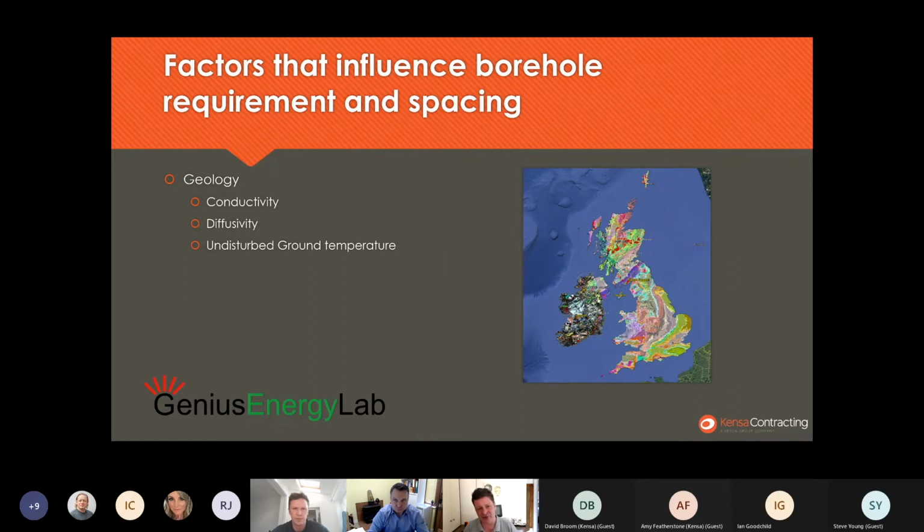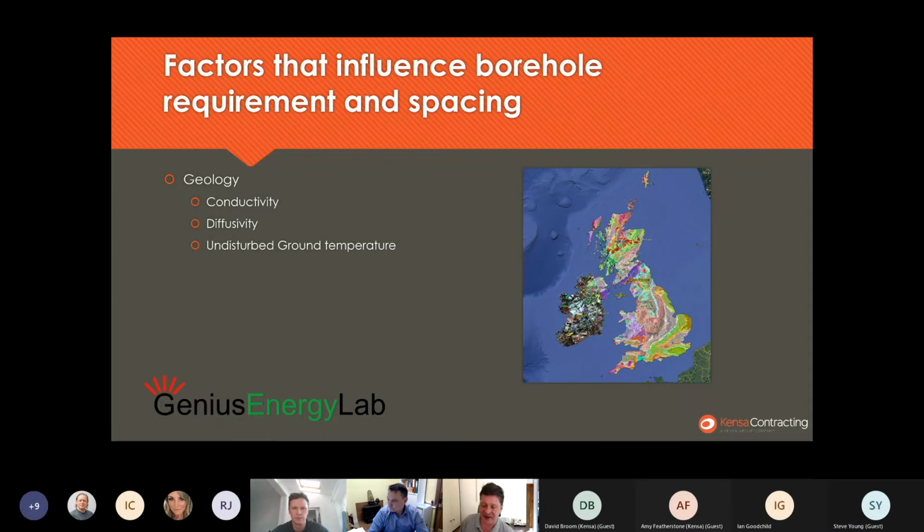But the factors influencing it are geology. And the three key terms in geology that we're interested in is the conductivity, the diffusivity, and the temperature of the ground. The conductivity is how quickly the ground will give you heat. Diffusivity is how quickly a temperature wave will propagate through the ground. And the understood ground temperature is obvious. It's the temperature of the ground before we start messing around with it.